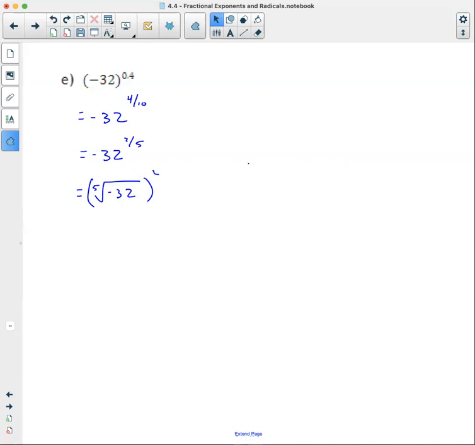Okay, let's see what 32 breaks down into. 2 and 16, 2 and 8, 2 and 4, 2 and 2. All right, awesome. So we have a group of 5. We're taking the 5th root. So the 5th root of negative 32 is negative 2 squared. Negative 2 times negative 2 is equal to positive 4. All right, hopefully you're starting to get the hang of it. Again, if you're struggling with this, please send me an email. I'd be happy to help you.